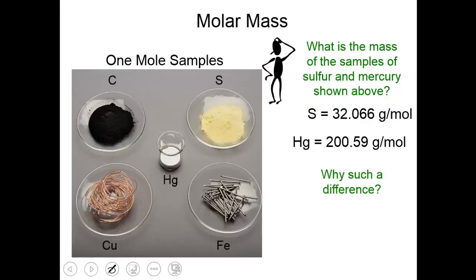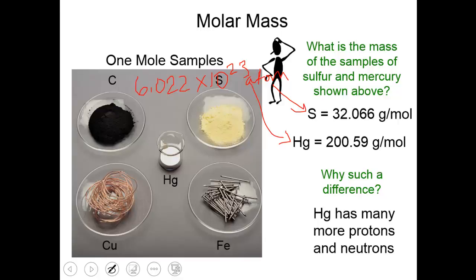And then it asks, why is there such a difference? So why do you think, even though we have the same number of atoms in each sample, there's that number of atoms of sulfur and that number of atoms of mercury, why do they weigh so differently?